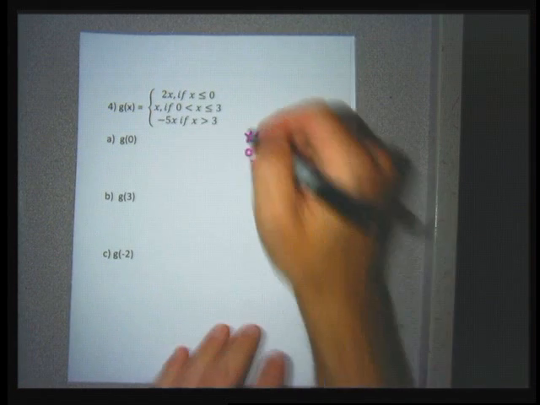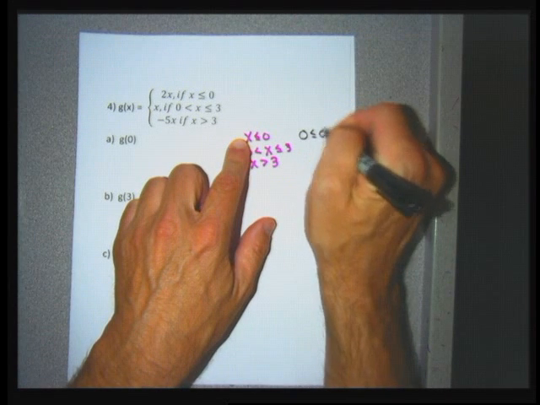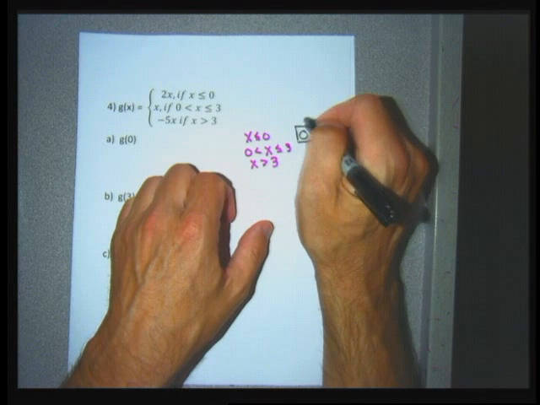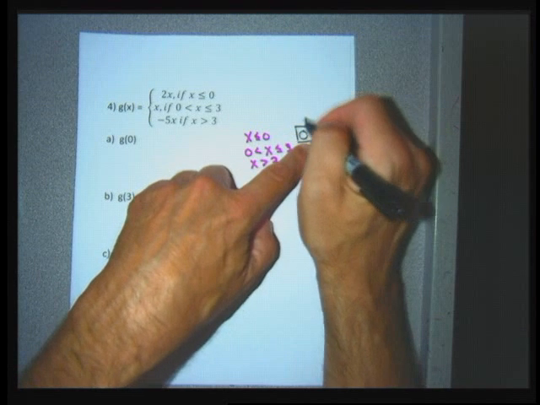So when I put x for that 0, I get 0 is less than or equal to 0. That's a true statement because 0 is equal to 0. So this is true if I have a number that's less than 0 or equal to 0.